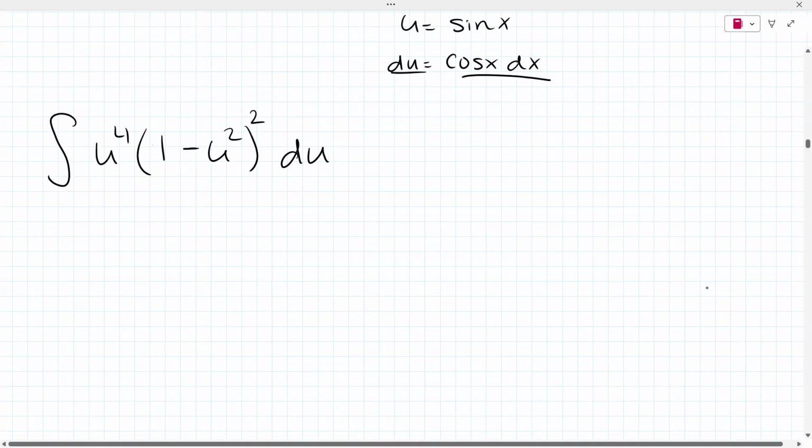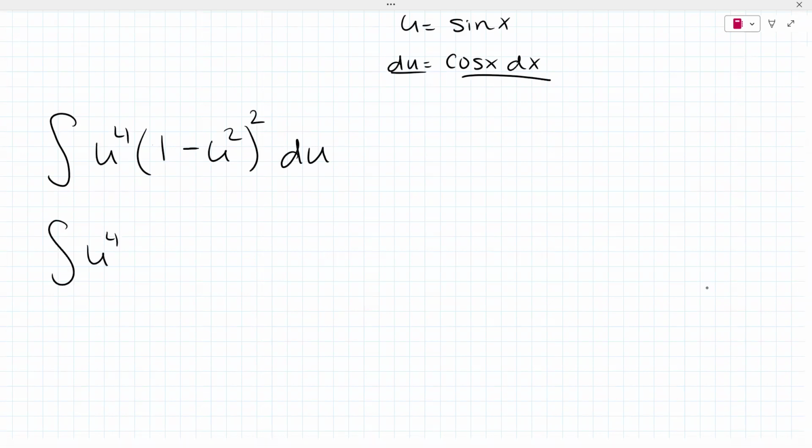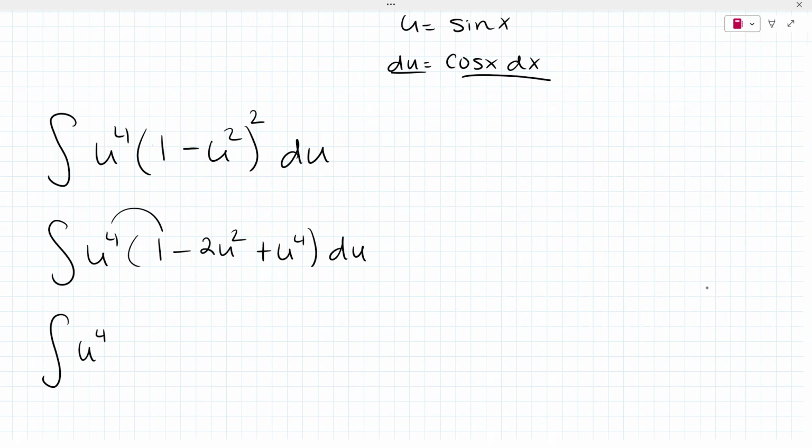So what we'll do is FOIL it out now, clean it up. What's 1 minus u squared squared? That is going to be 1 minus 2u squared plus u to the fourth du. And then you may multiply out the u to the fourth. So this is going to be u to the fourth minus 2u to the sixth plus u to the eighth du.